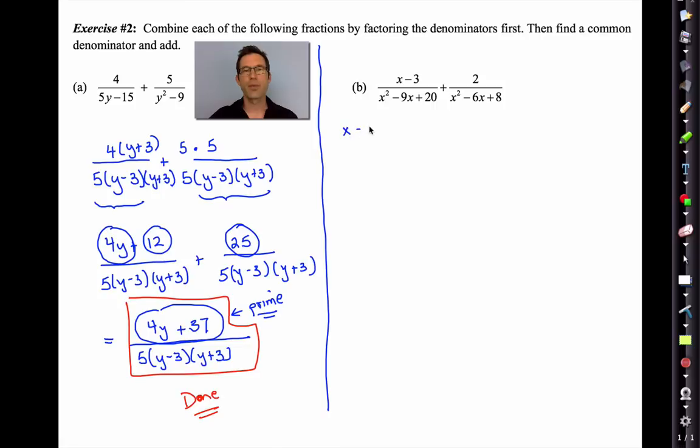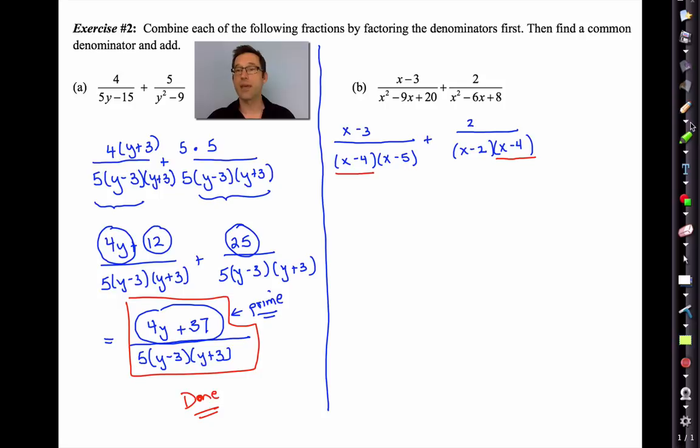In letter B, that numerator I'm going to leave as x minus 3, but the denominator I'm going to factor into x minus 4 times x minus 5. All right, think about that for a minute. In the second fraction, I'm going to factor its denominator as x minus 2 times x minus 4. Now, I've done no adding yet. I've just rewritten the denominators in their factored forms. But right away, what you already see is that they contain a common factor of x minus 4. All right? And I have to make them look the same.